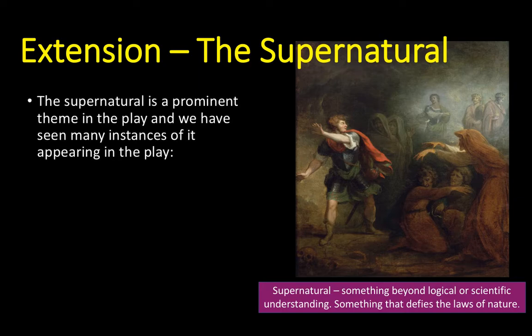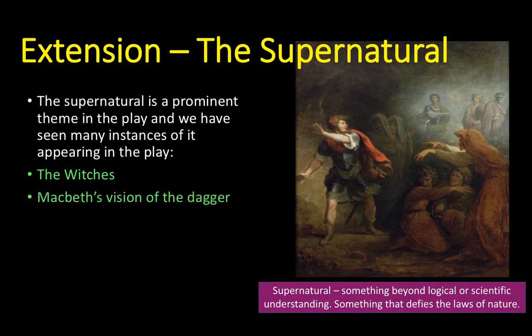But again, bringing you back to this idea of the supernatural, it's an important theme in the play, and we have to analyze the different ways that it appears in the story. So in terms of the supernatural, if you look down here, supernatural is something beyond logical or scientific understanding, something that defies the laws of nature. And again, in the play, we've already seen this play out. In the beginning, with the witches giving Banquo and Macbeth these prophecies. We also see Macbeth with the vision of the dagger right before he has to go in and kill King Duncan. And then in the last scene that you read with Banquo's ghost. So it's prominent. In other words, it's recurring throughout the story. Therefore, the idea of the supernatural must be important.